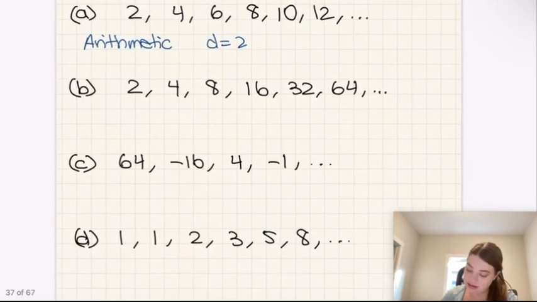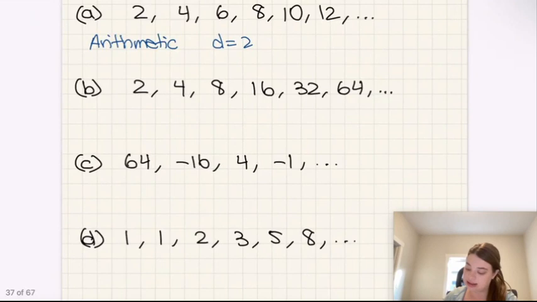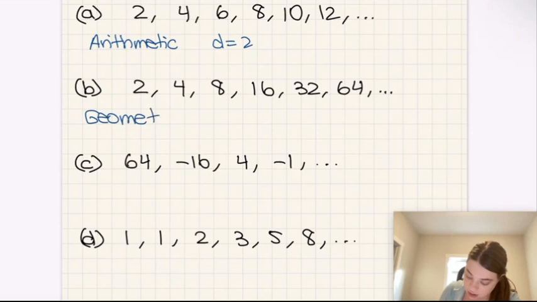The second one, 2, 4, 8, 16, 32, 64, is geometric because it has a common ratio. Notice that to get from one term to the next, we always multiply by 2 every time. And so, therefore, it must be geometric.